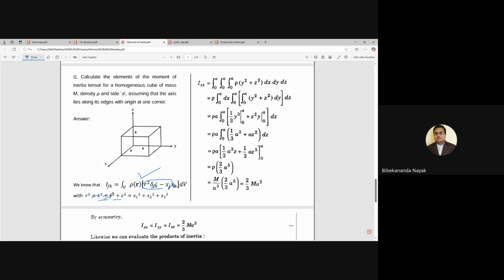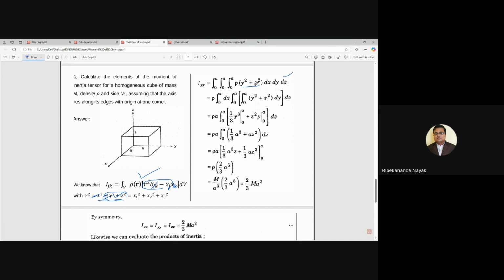R squared minus x squared is equal to how much? Y squared plus z squared. Yes, sir, y squared plus z squared. So I can write this as y squared plus z squared. And dV means the integration over dx dy dz.